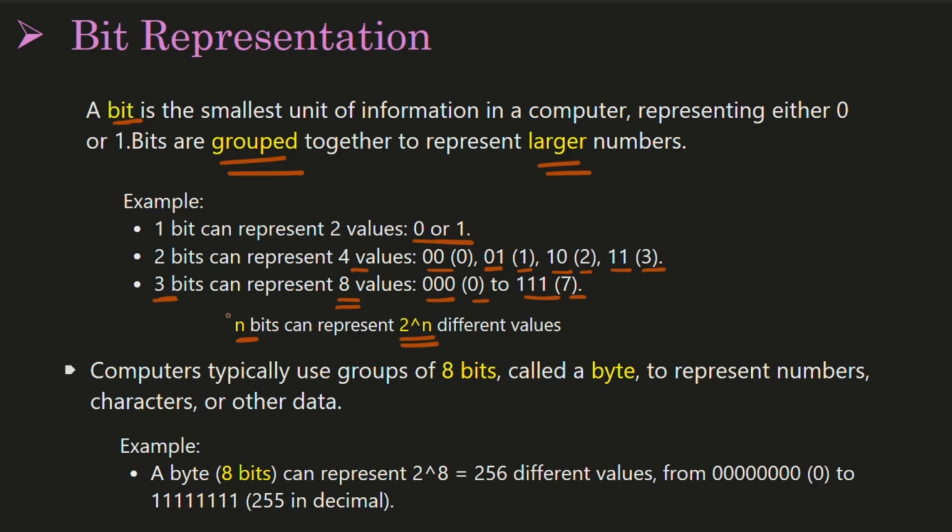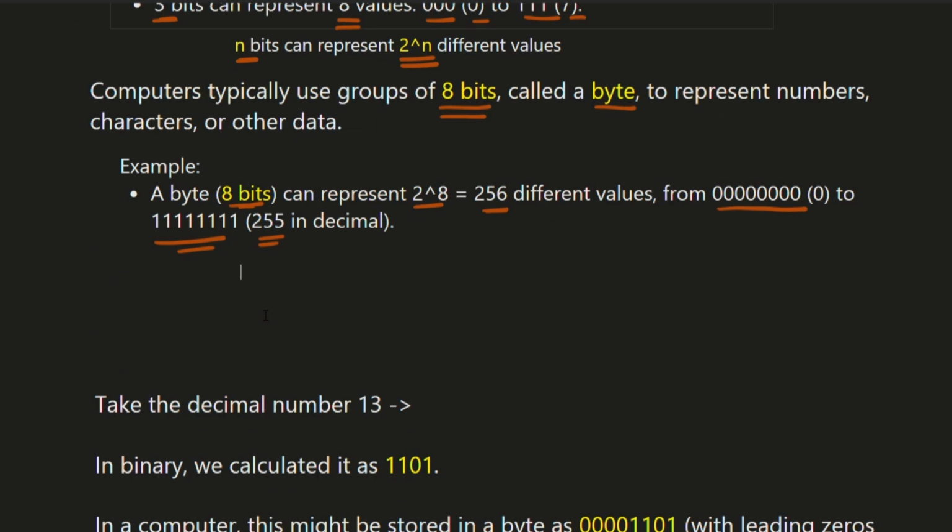Computers typically use groups of 8 bits, called a byte, to represent numbers, characters, or other data. For instance, a byte, which is 8 bits, can represent 2 to the power 8, or 256 different values, ranging from 00000000, which is 0, to 11111111, which is 255 in decimal.